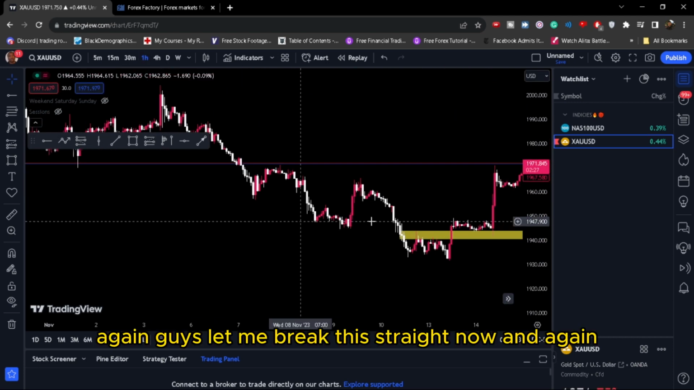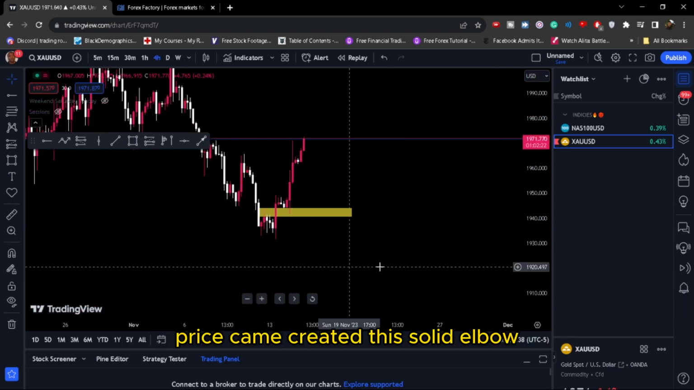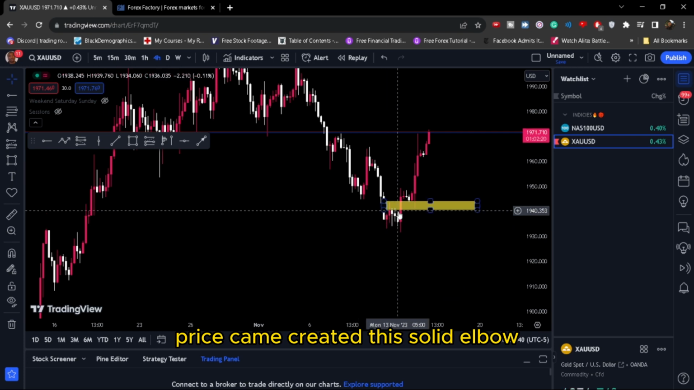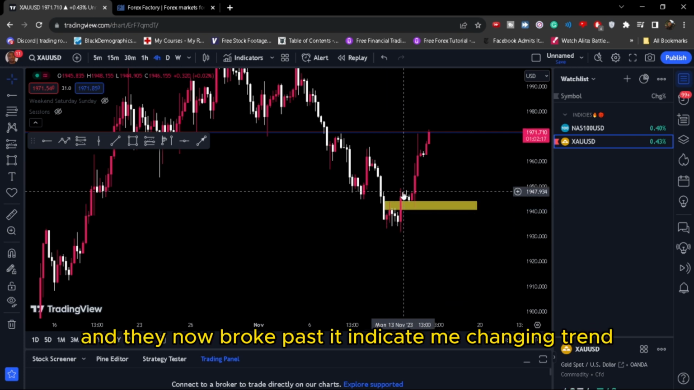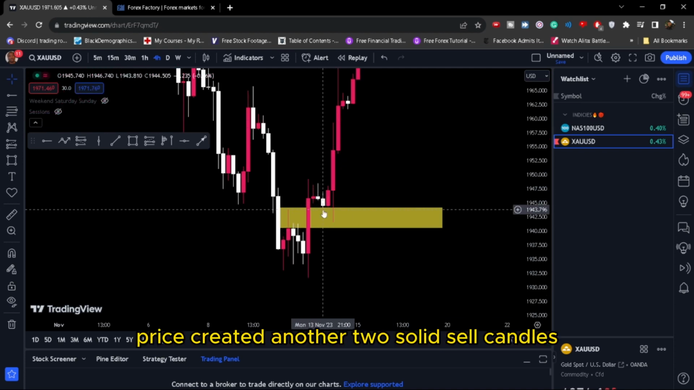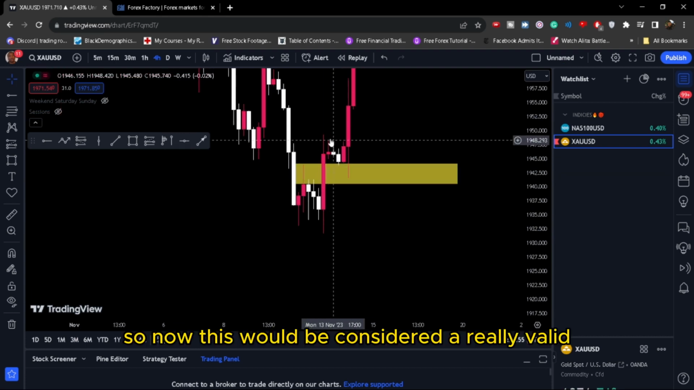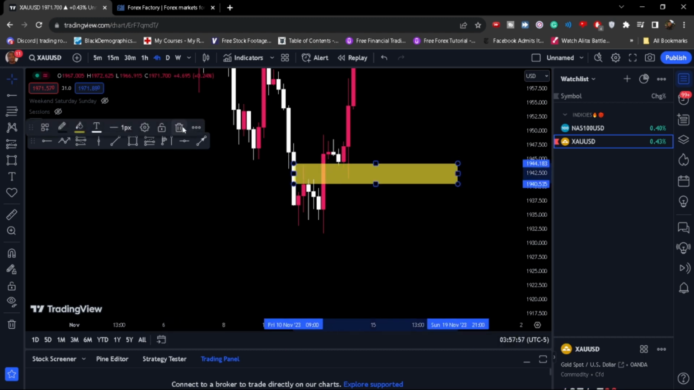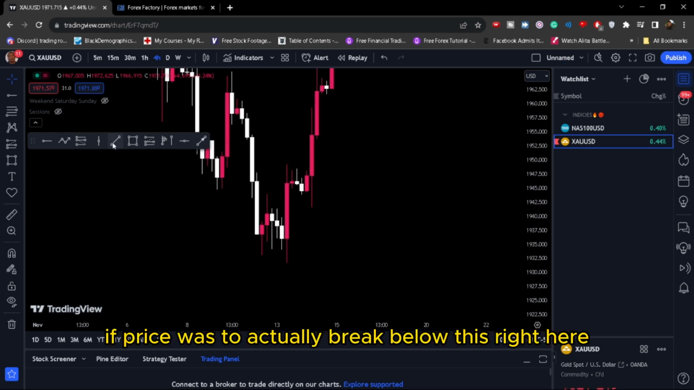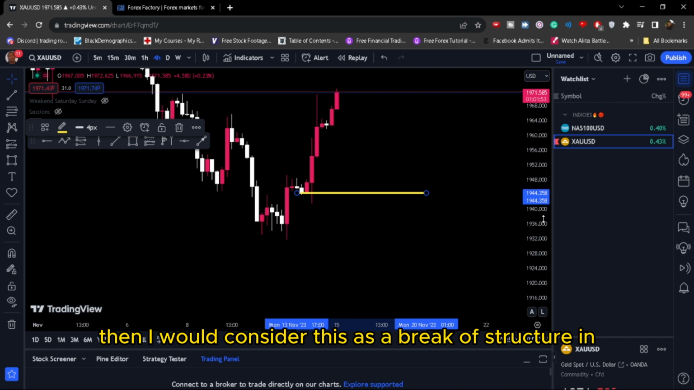So again, guys, let me break this trade down again. So in the 4-hour time frame, price came, created this solid elbow, and then now broke past it, indicating the change in trend. So now notice how again price created another two solid sell candles before it now bought up again. So now this would be considered a really valid high for us to say, okay, if price was to actually break below this right here and close below this in the 4-hour time frame, then I would consider this as a break of structure in the 4-hour time frame.